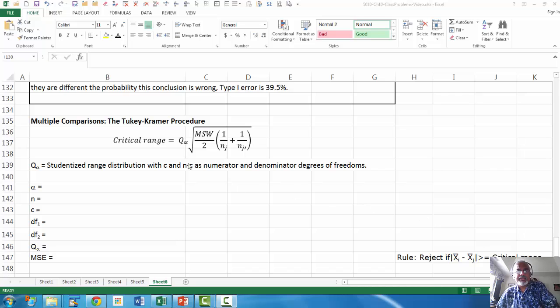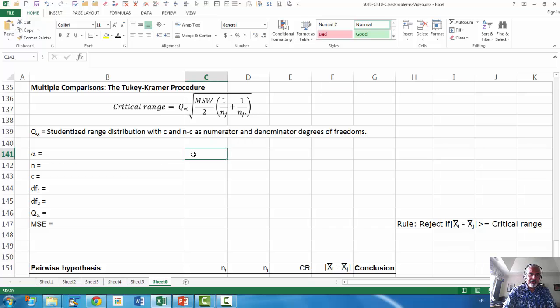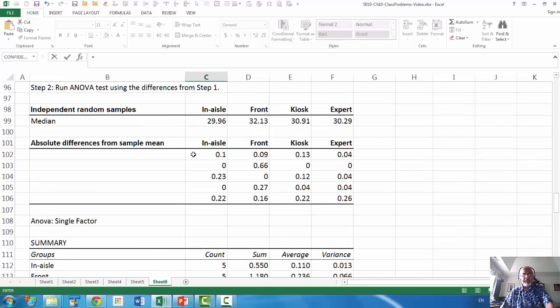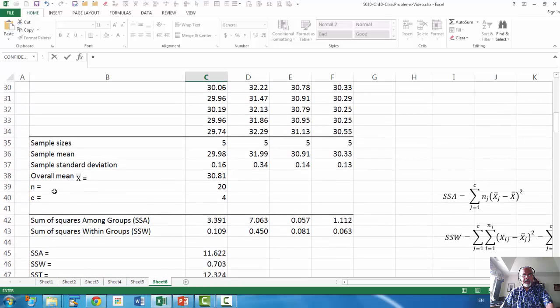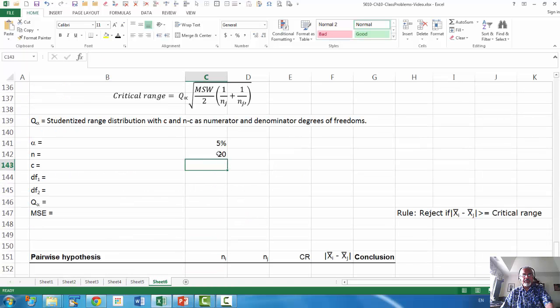So here we're going to look at an Excel example of the multiple comparisons procedure, the Tukey Kramer procedure. Okay, here is the formula for the critical range. So let's first find the critical range. So here alpha is 5%. Okay, n the total sample size. Okay, we have that way back up at the top right here. So right below that is C, so we can copy that down here for C.